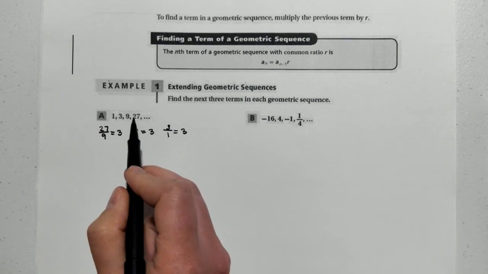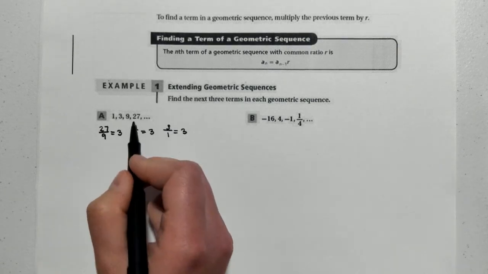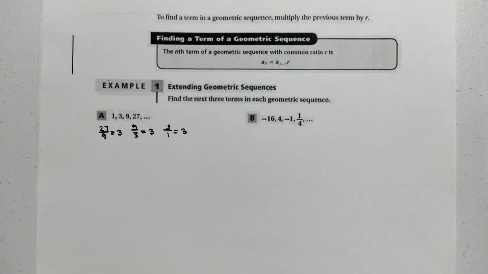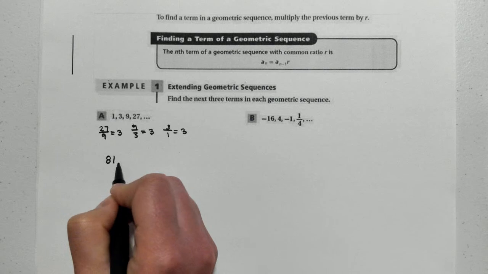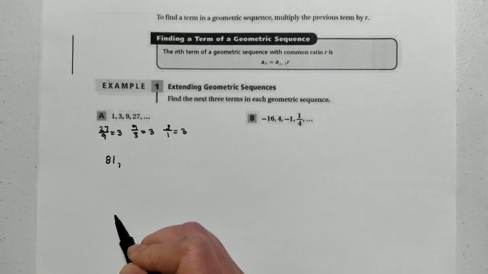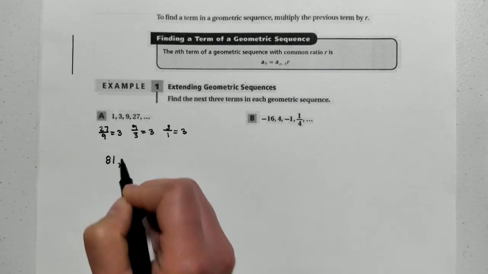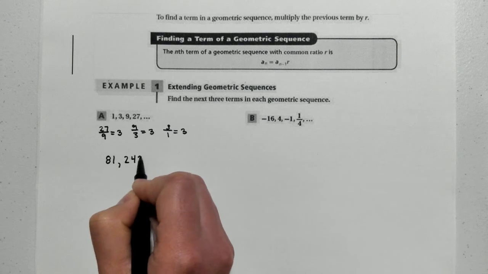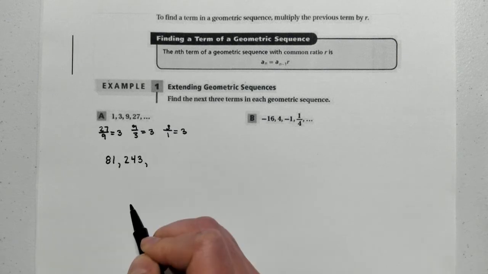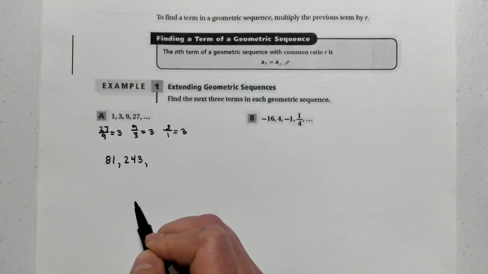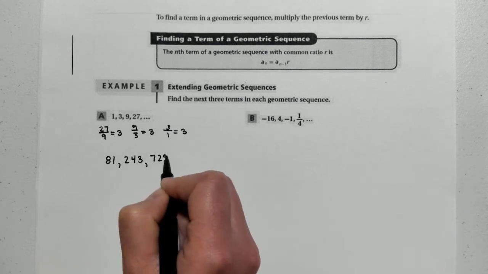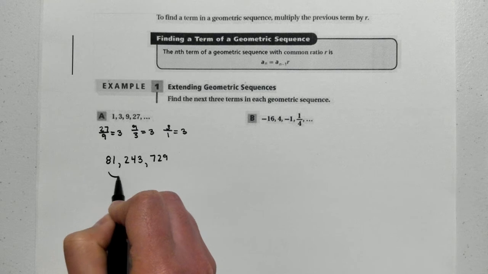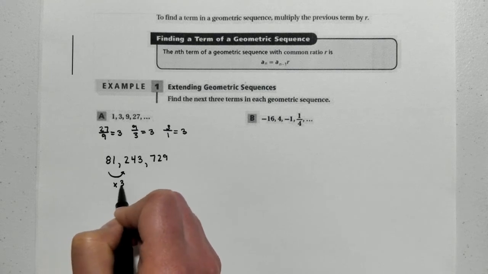So here, to get the next terms, I would take 27 and multiply that by 3. 27 times 3 is 81. Then I'll take 81 and multiply that by 3. That will give me 243. And then I would take 243, multiply that by 3 to get my next term, which is 729. So I'm taking my terms and multiplying by 3.